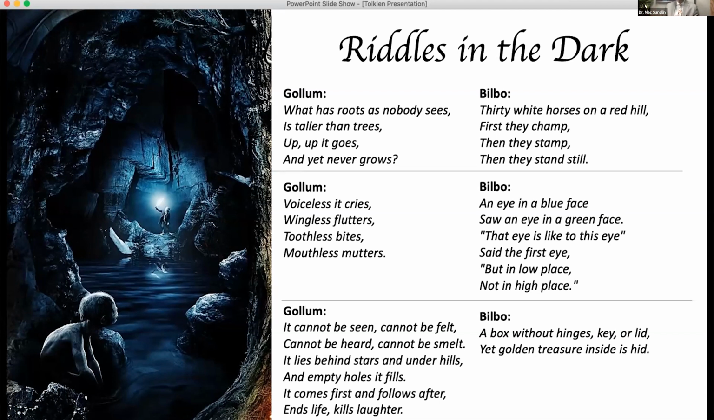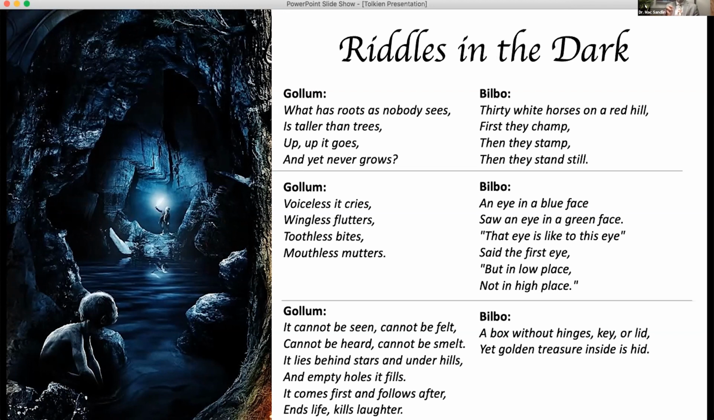So Gollum says to Bilbo, "What has roots that nobody sees, is taller than trees, up it goes, and yet never grows?" Well, Bilbo answers it quickly. "Mountain, I suppose," he says, and even has a rhyme in his answer. And then Bilbo asks the responding riddle. "30 white horses on a red hill, first they champ, then they stamp, then they stand still."